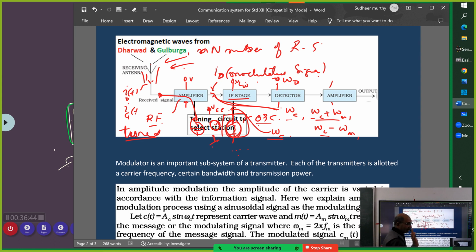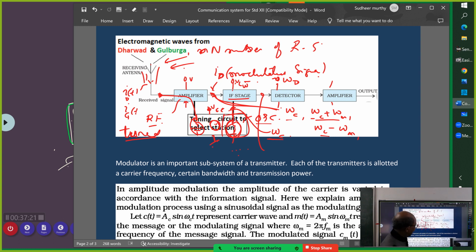What happens here is, now listen here, this carrier frequency generated by the oscillator is mixed with the modulated signal. It is mixed with the modulated signal. What happens here is very important, very, very interesting. Now, here you have got carrier plus modulating. Here there is only carrier. Got it?